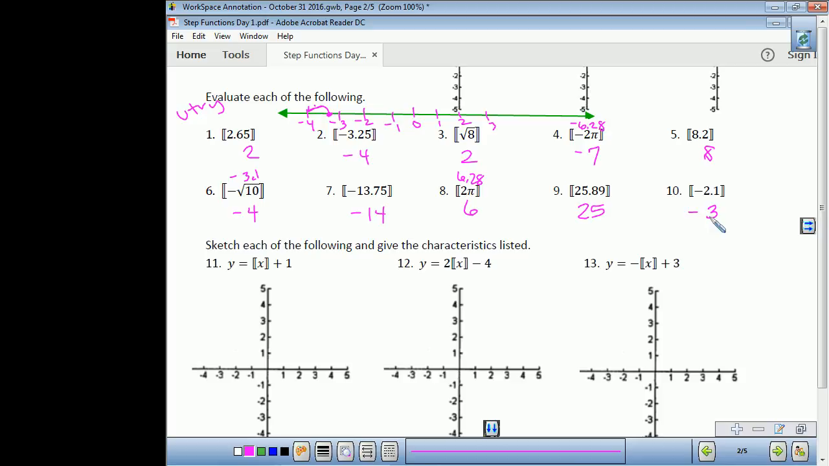Very good. What is pi used for? Pi is the ratio of the circumference to the diameter.